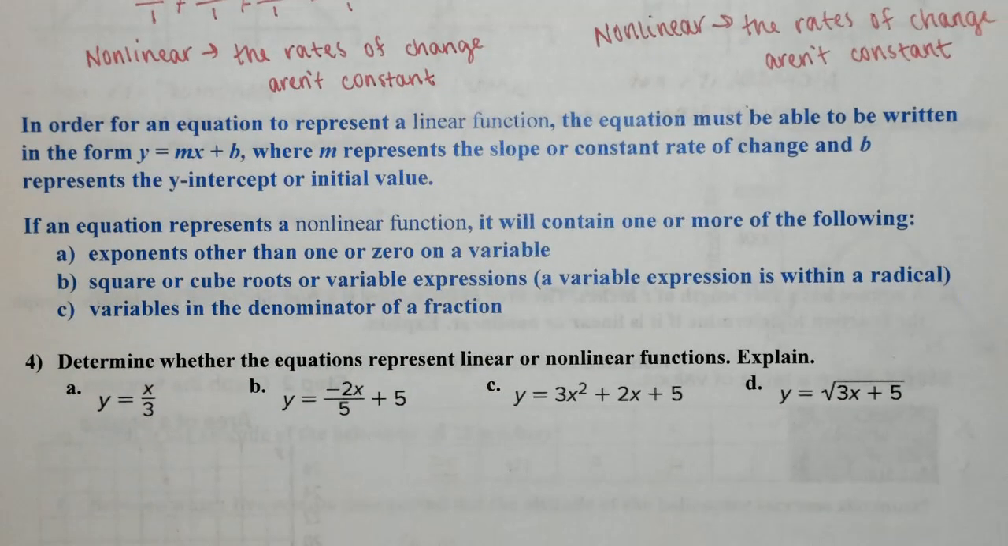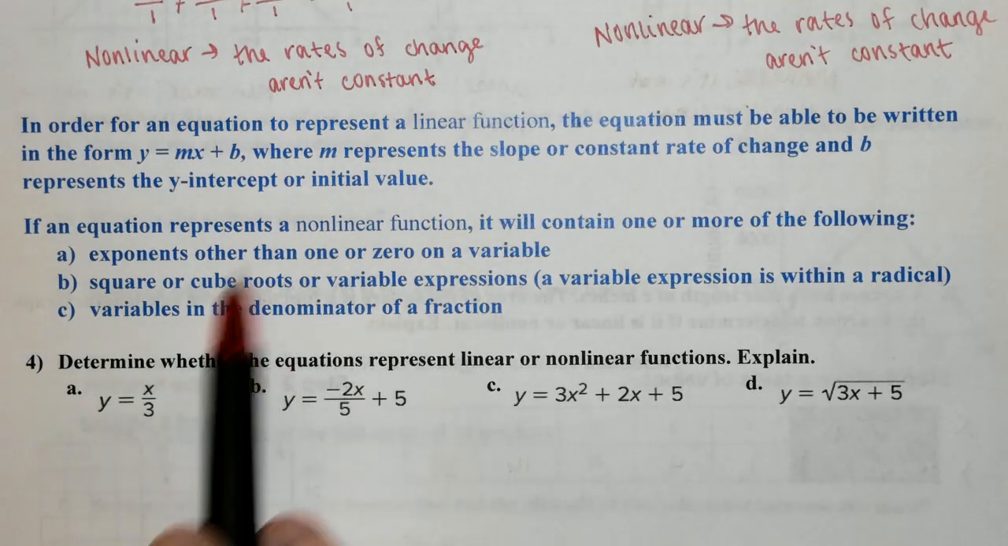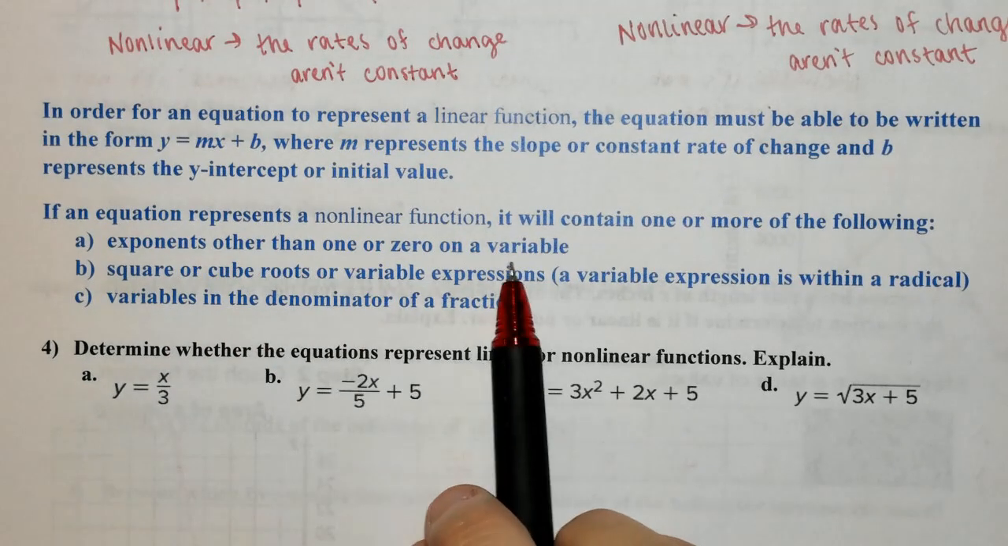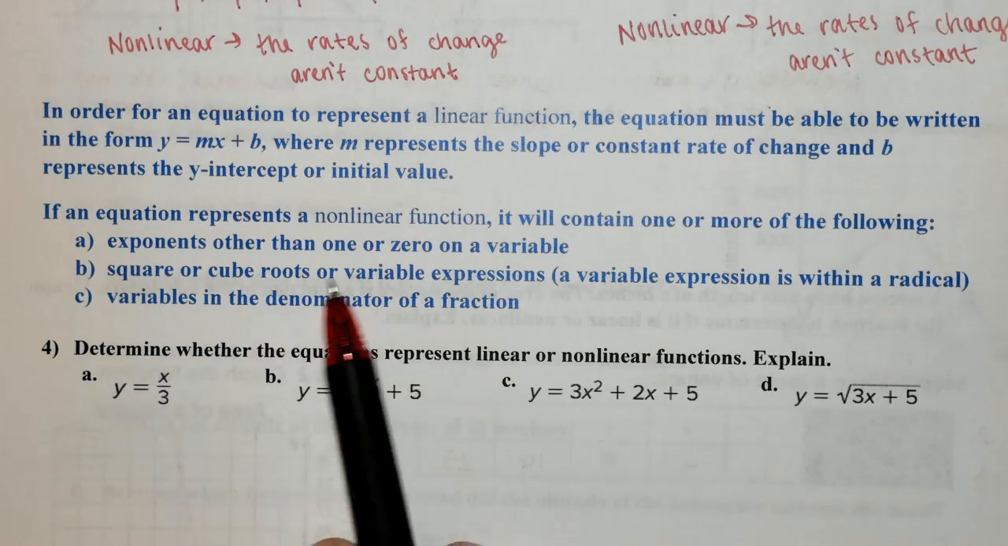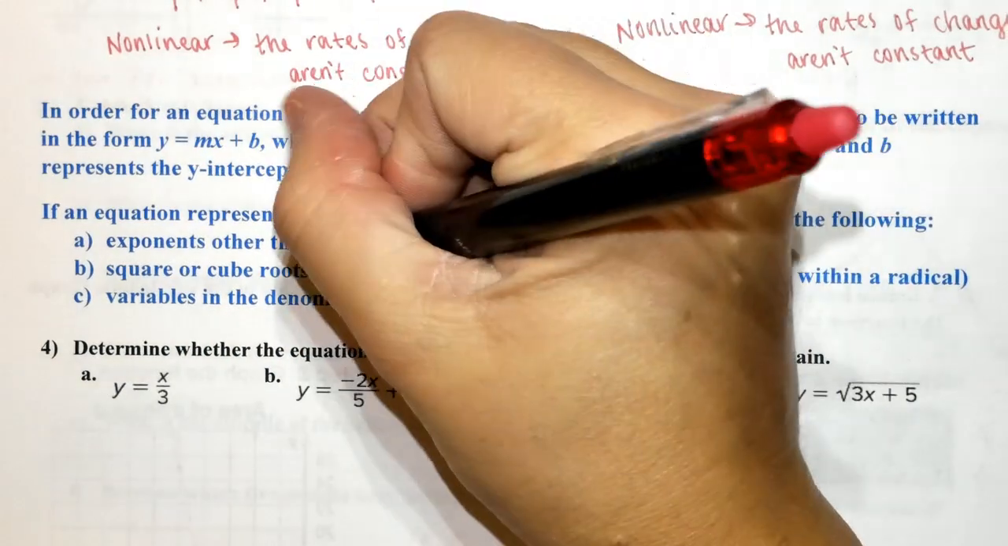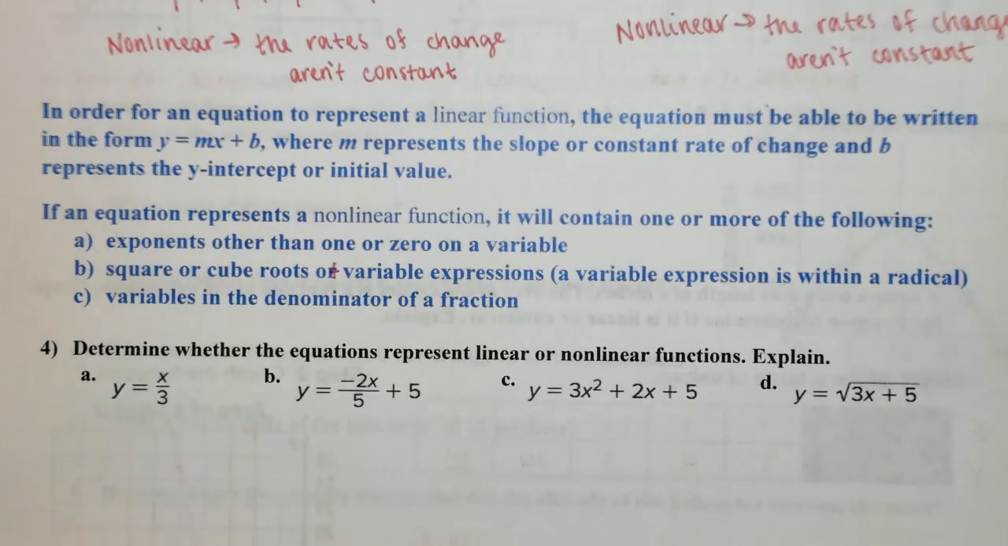All right, now if we're looking at an equation, it says in order for an equation to represent a linear function, the equation must be able to be written in the form y equals mx plus b, where m represents the slope or constant rate of change, and b represents the y-intercept or initial value. If an equation represents a nonlinear function, two things. One, it will not be written in slope-intercept form, or it might contain one of the following: exponents other than 1 or 0 on a variable, square or cube roots, or variable expression, so a variable expression within a radical, or variables in the denominator of a fraction.